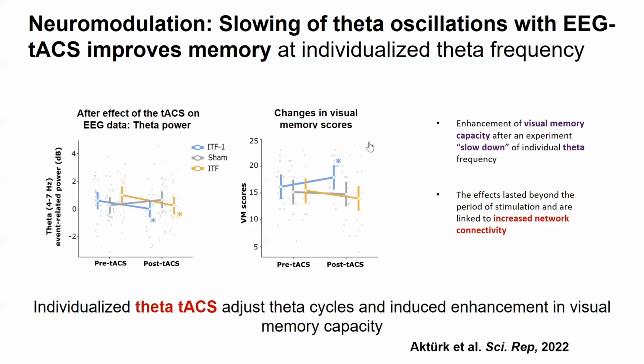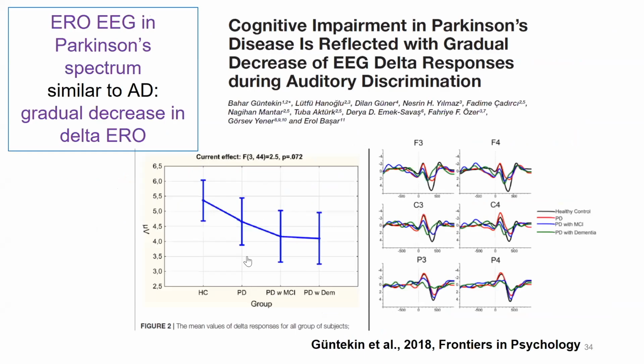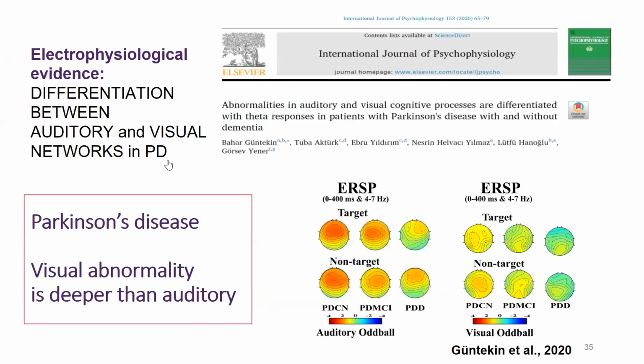Similar to Alzheimer's disease, we can see cognitive impairment in Parkinson's disease reflected as a gradual decrease across Parkinson's disease with normal cognition, PD-MCI, and PD dementia. And also electrophysiological evidence of differentiation between auditory and visual networks in PD can be observed by means of event-related oscillations, because Parkinson's disease shows deeper visual abnormality than auditory.